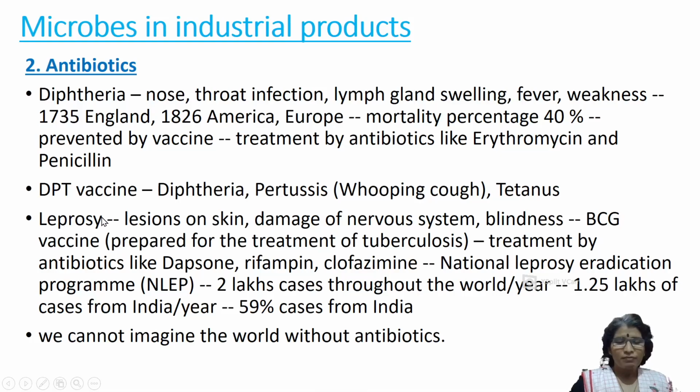Then information about leprosy. The common symptoms are lesions on the skin and damage to the nervous system, and sometimes it leads to blindness also. Leprosy can be somewhat prevented by using the BCG vaccine. Actually, this BCG vaccine was prepared for tuberculosis, and we can treat leprosy by using antibiotics like dapsone, rifampicin, clofazimine. And in India, to completely eradicate leprosy, the National Leprosy Eradication Program is going on.